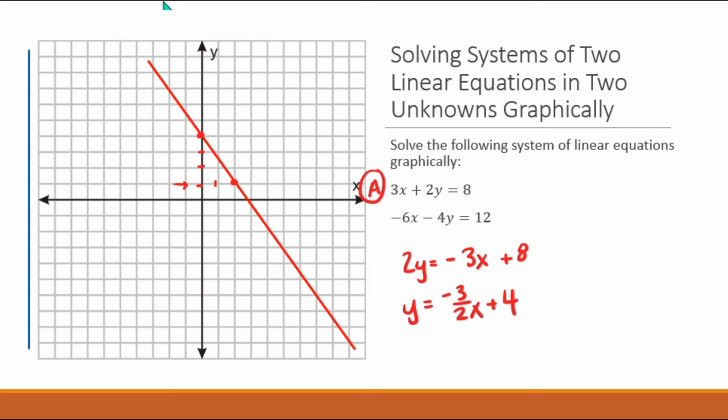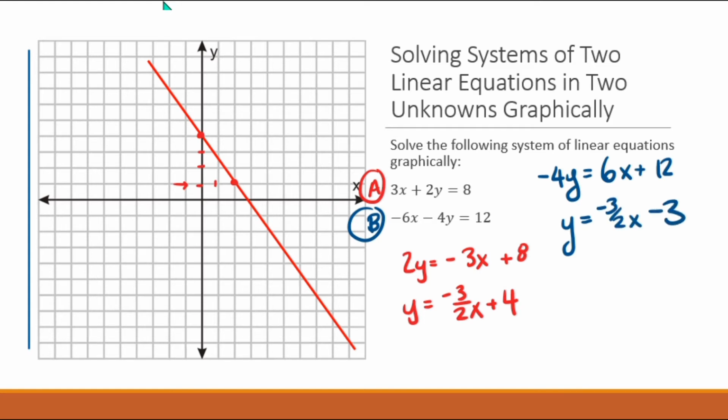Line A has been added to the graph. Looking at line B, let's rearrange. -4y is equal to 6x plus 12. We're going to divide out the -4, and we're going to get -6 over 4, which is -3 over 2 x minus 3. And we'll plot that on our graph, starting at -3.